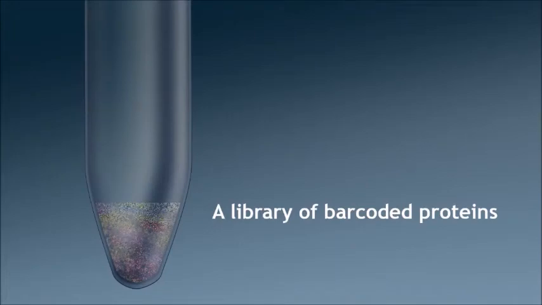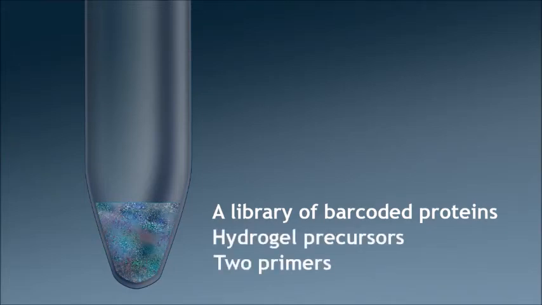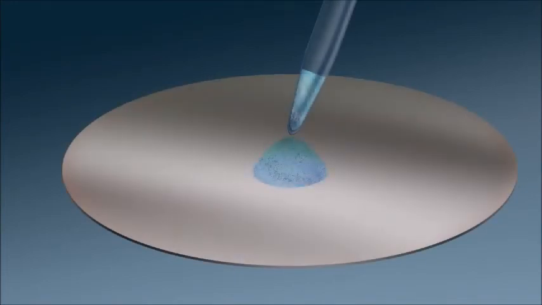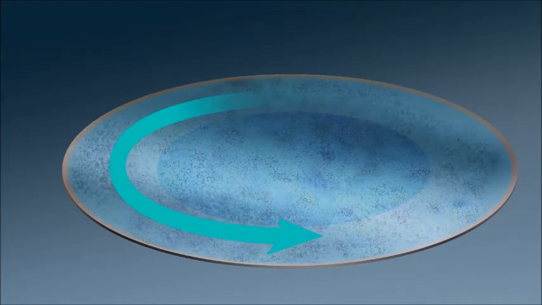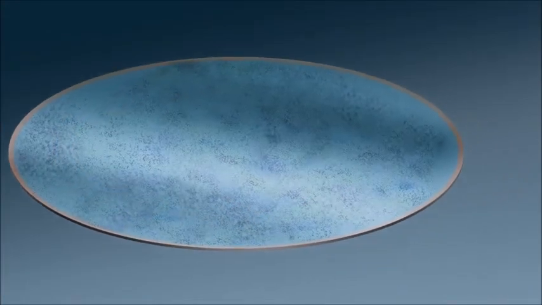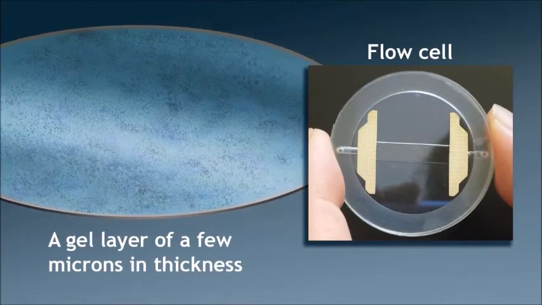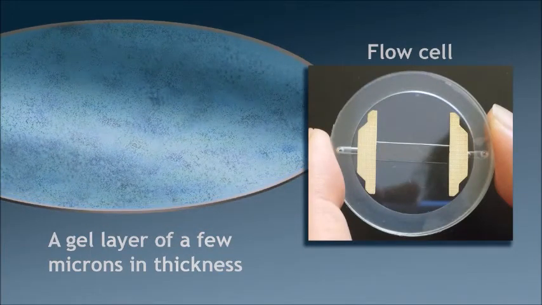A library of barcoded proteins is then immobilized into an ultra-thin layer of hydrogel by mixing a gel precursor and two DNA primers. The gel mix containing proteins is dropped onto a round cover slip and then spin-coated to a gel layer a few microns thick. Next, the cover slip is assembled into a flow cell. Let's take a look at what will happen next inside the gel.